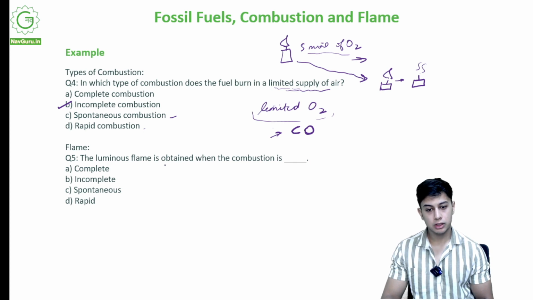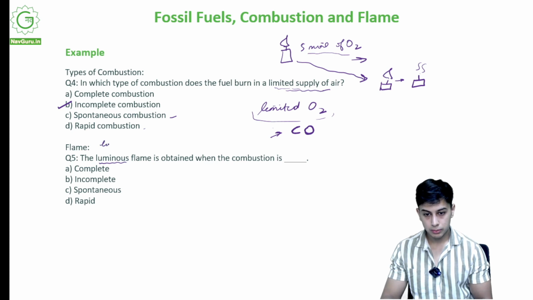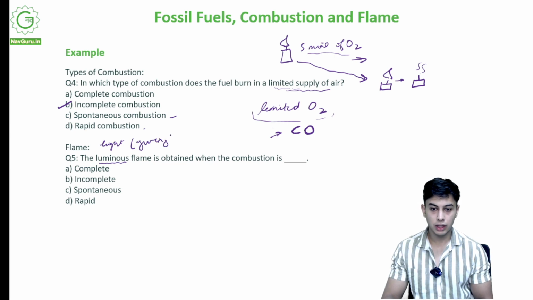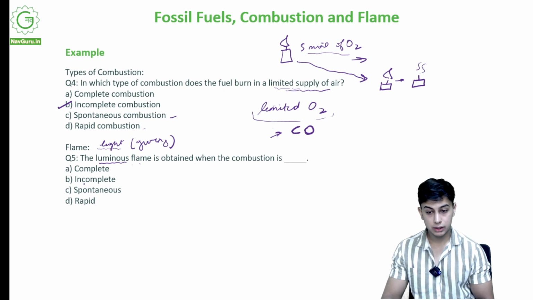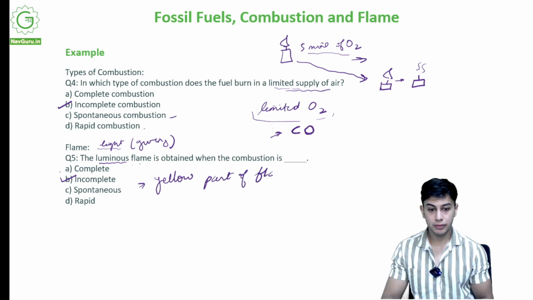The luminous flame is obtained when combustion is what? What do you mean by luminous? Luminous means light. Light giving. Something that gives out light. Okay. So, when is a flame very luminous? A lot of light is released from this flame. When? When the combustion is what? Incomplete. Alright, when the combustion is incomplete, there is a lot of yellow part of flame.